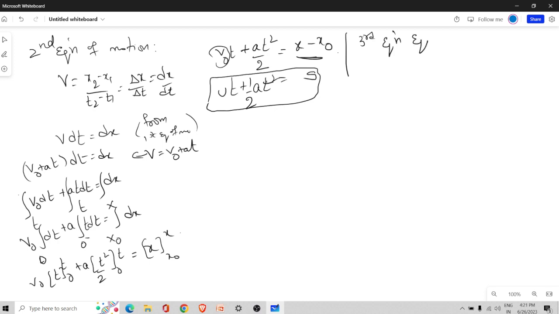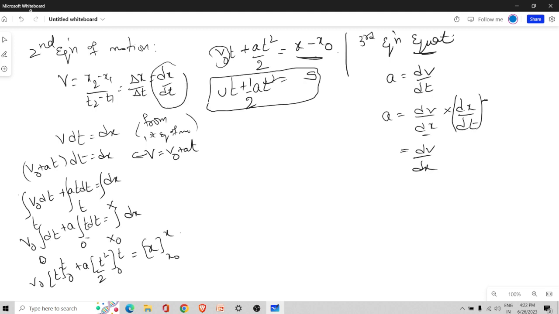Third equation of motion. For the third equation, let us take a is equal to dv by dt, change in velocity by time. I write this as dv by dx into dx by dt, where the dx in the numerator and denominator can be cancelled. But what I do, I take dx by dt as v. Then this becomes a dx is equal to v dv, integrating on both sides, x from x naught to x, v from v naught to v.